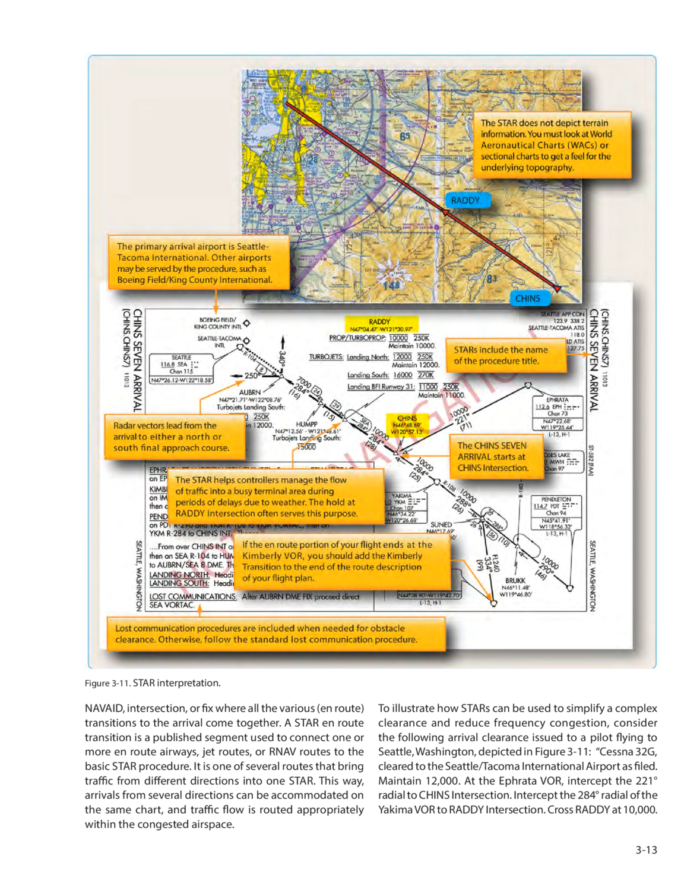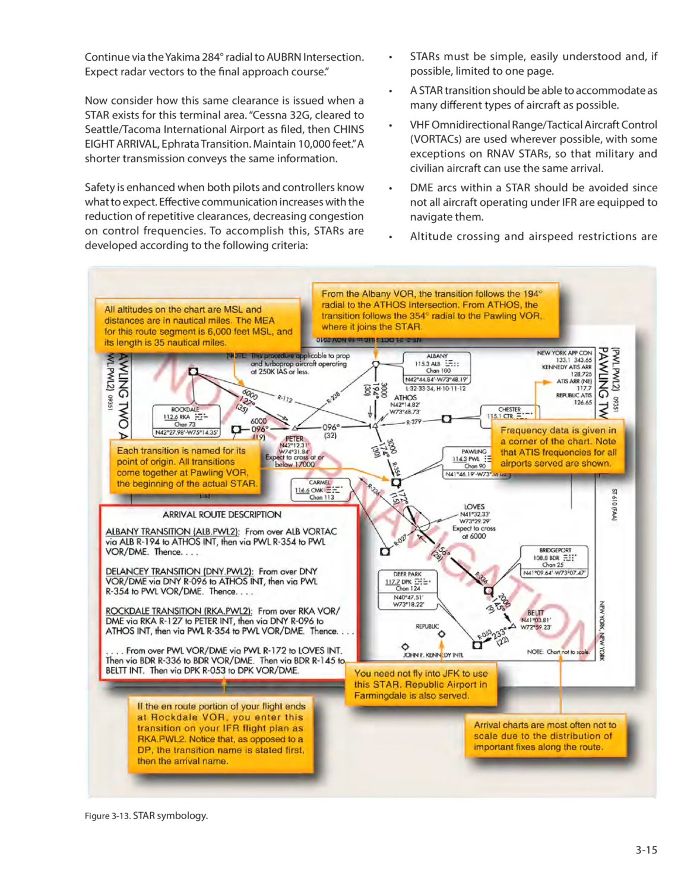To illustrate how STARs can be used to simplify a complex clearance and reduce frequency congestion, consider the following arrival clearance issued to a pilot flying to Seattle, Washington, depicted in Figure 311. "Cessna 32G, cleared to the Seattle/Tacoma International Airport as filed. Maintain 12,000. At the Ellensburg VOR, intercept the 221 degree radial to Chinns intersection. Intercept the 284 degree radial of the Yakima VORTAC to Ready intersection. Cross Ready at 10,000. Continue via the Yakima 284 degree radial to Auburn intersection. Expect radar vectors to the final approach course."